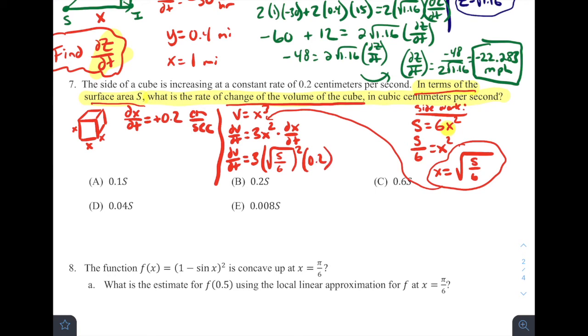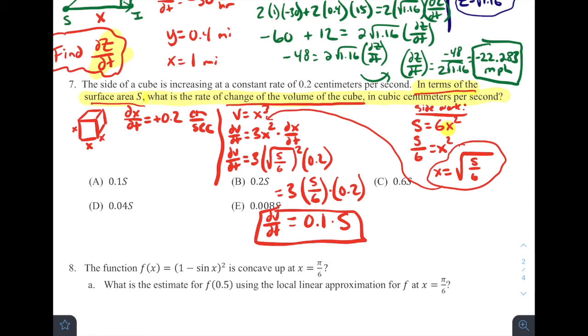Now, conveniently for us, the way that this is set up, our square root and our squared are going to cancel each other out. And so this is going to be equal to 3 times s over 6 times 0.2. 3 times 0.2 divided by 6 is going to give us 0.1 times whatever the s is. So dV/dt is going to be equal to 0.1s, which means that A is our answer.